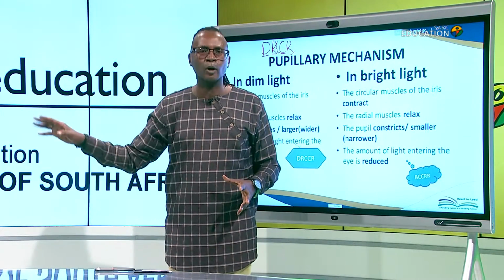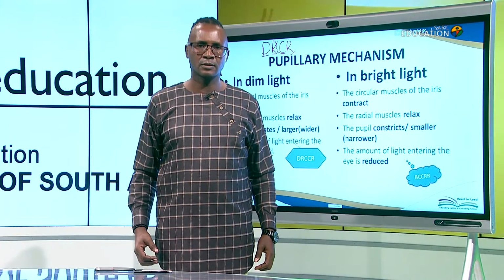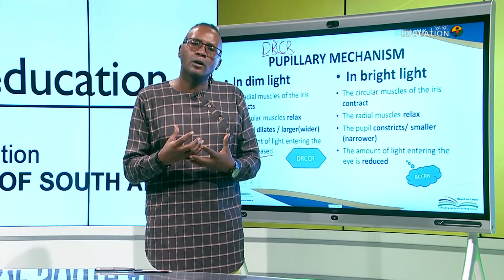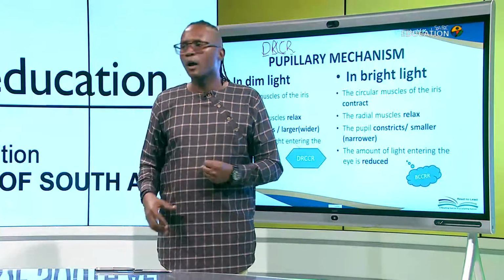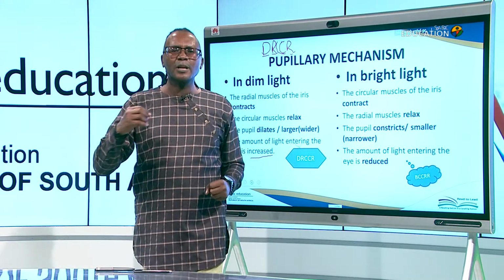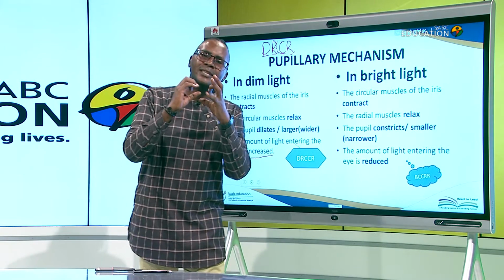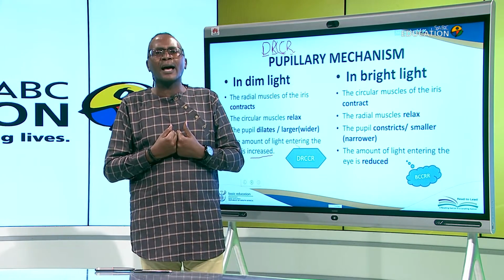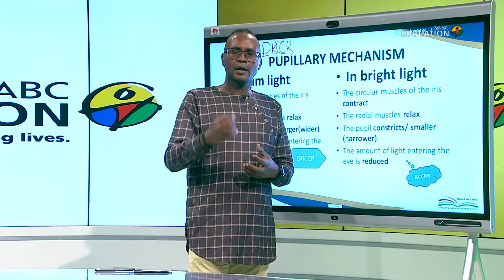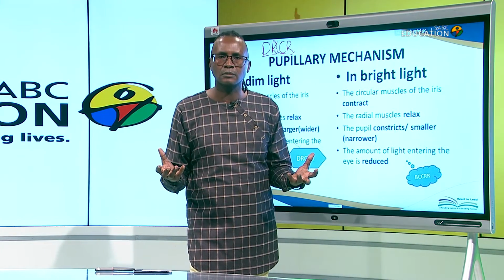We don't want to talk about what's happening, but during the night, we don't expect light. So what's happening to the radial muscles? What's happening to the scapular muscles? What's happening to your pupil? Then if you know these three, you'll be able to tell us that during the night, the pupil will dilate because there is no light.